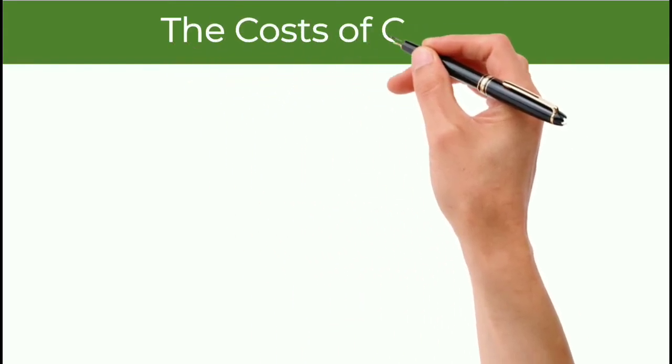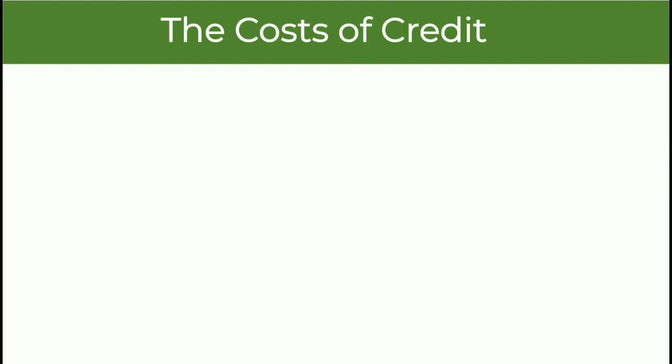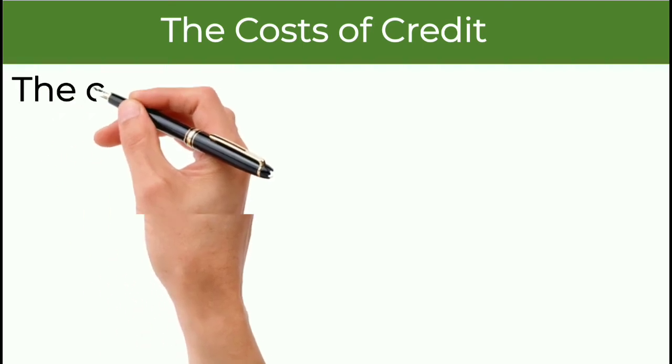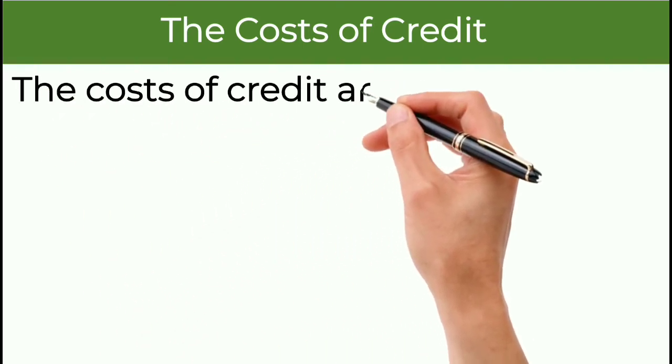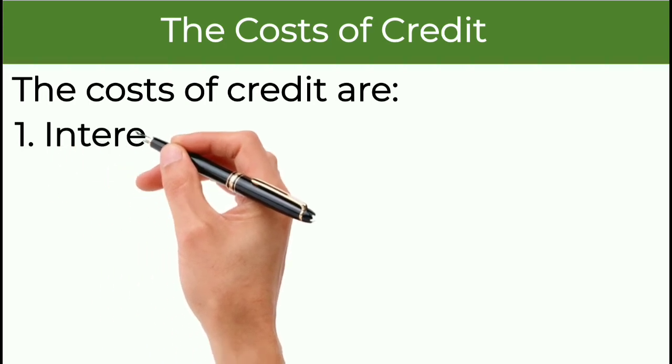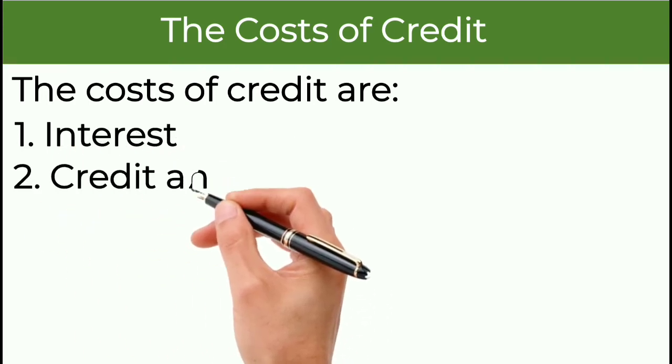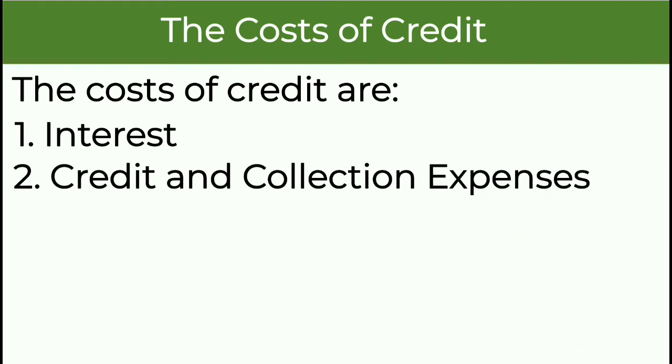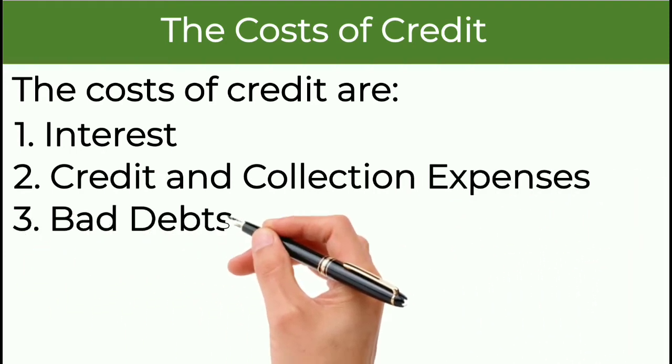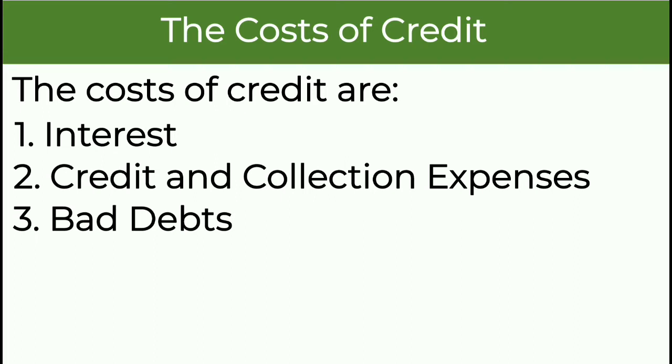The costs of credit. When a creditor decides to give credit to debtor or debtors, the creditor must understand that in doing so, the creditor will necessarily incur all three costs of credit. And what are these three costs of credit? First is interest. Second, credit and collection expenses. And third, bad debts. I will explain each cost of credit one by one.